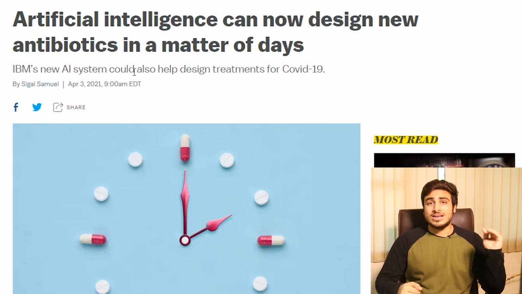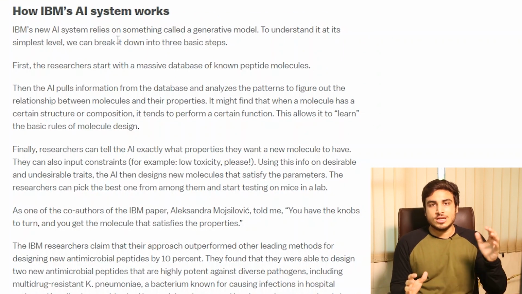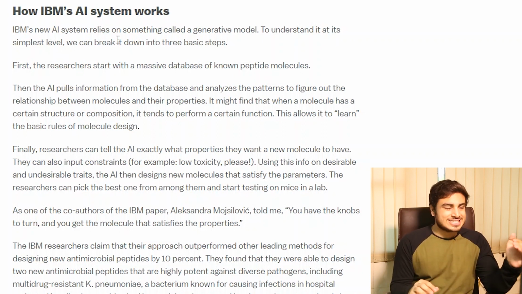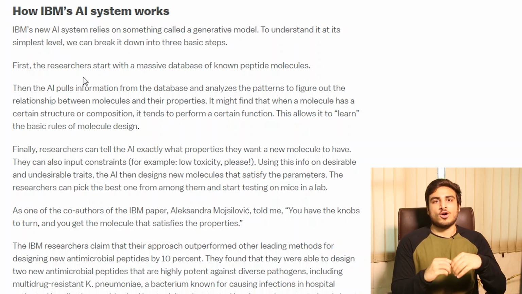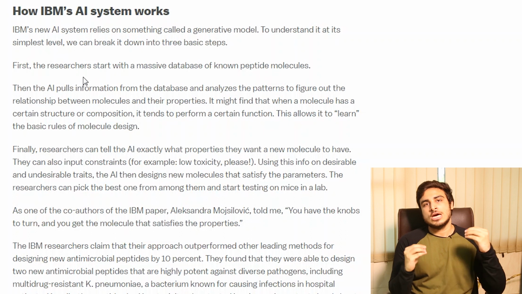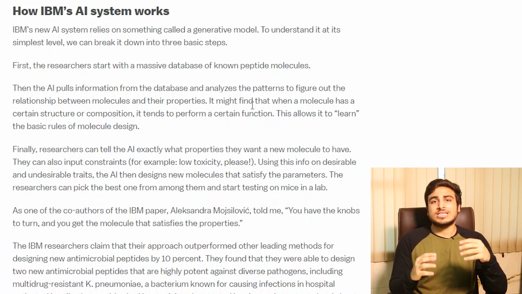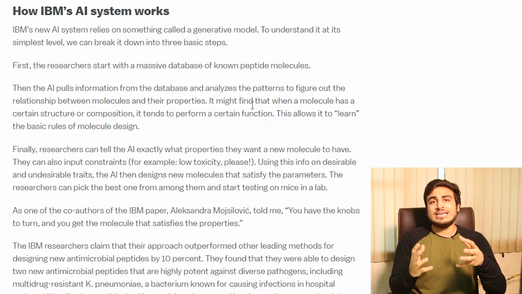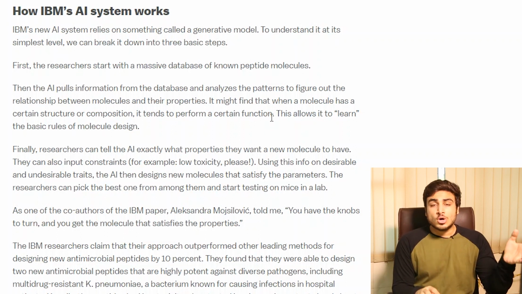are antibiotic in nature. IBM's new AI relies on a generative model, and this article has broken it down into a few basic steps to make us understand even better. First of all, researchers start with massive data sets of all the elements and molecules that are known to mankind. AI analyzes all the molecules and understands why a particular molecule has certain properties, and it has something to do with the molecular structure of that particular particle. So the model learns the basic rules of molecule design.